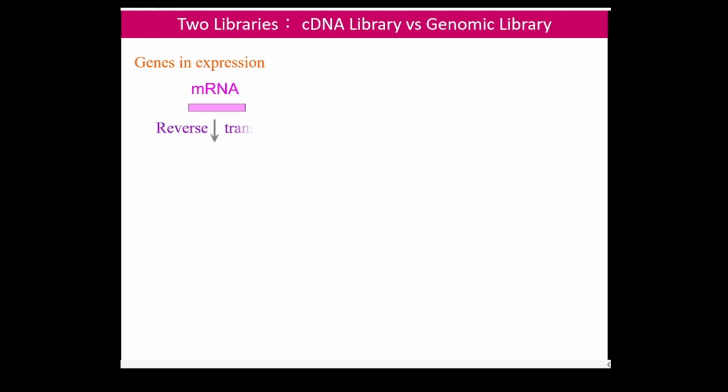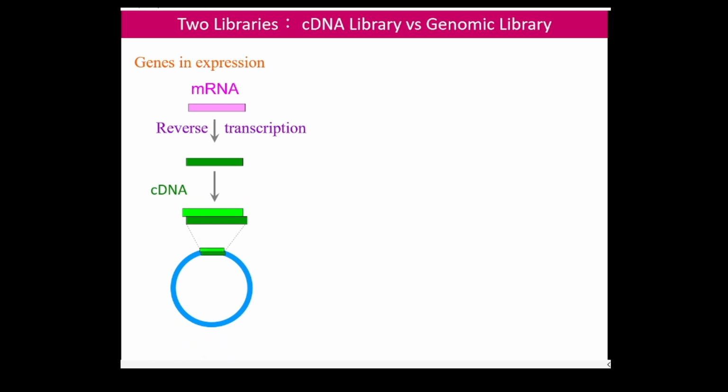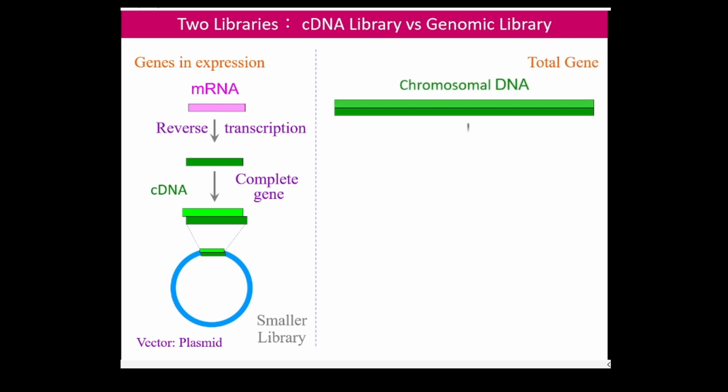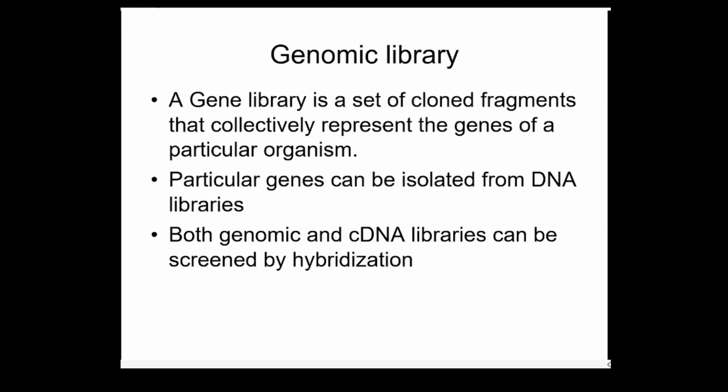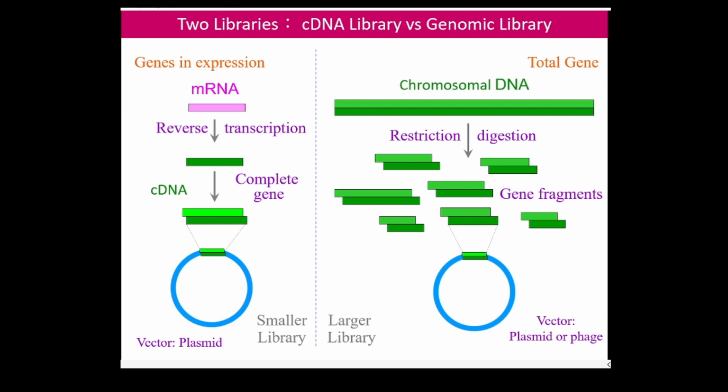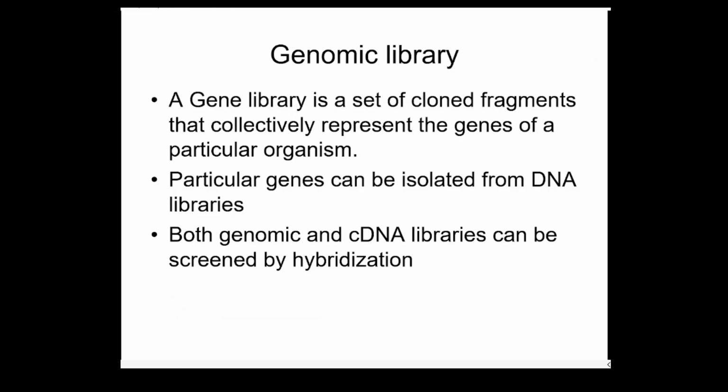In gene libraries, there are two types, cDNA library versus genomic library. These are the representation of genes in expression, and total genes. Now, genomic library compared to cDNA library. Genomic library.